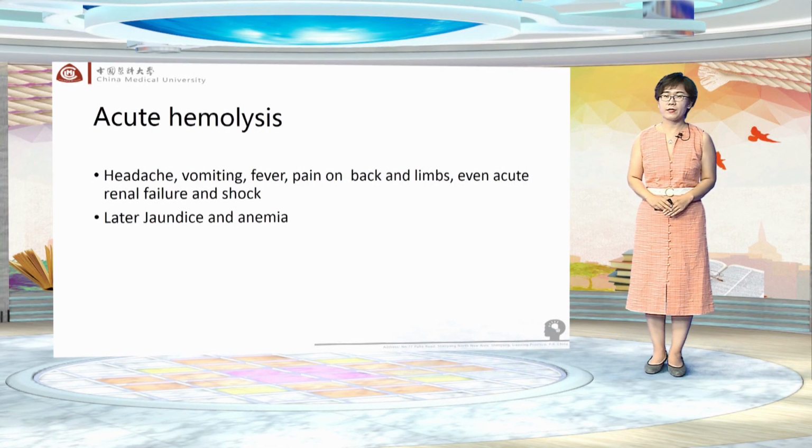In acute hemolysis, especially intravascular hemolysis, people suffer from headache, vomiting, fever, pain in the back and limbs, even acute renal failure and shock. And later, jaundice and anemia appear.